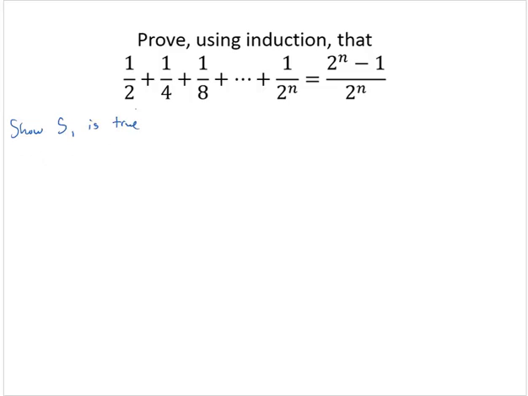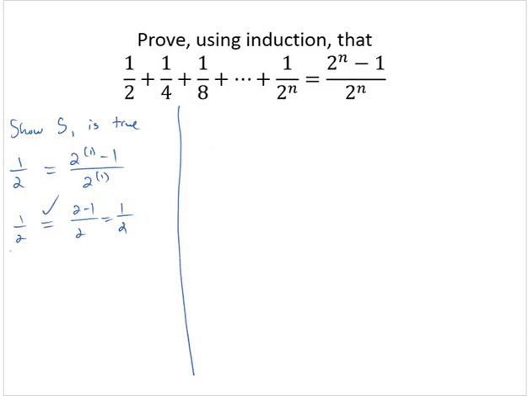Well, s sub 1, just taking the first term on the left-hand side, would be 1/2. And on the right-hand side, I'd have 2 to the first minus 1 over 2 to the first. And so 1/2 on the left, and on the right-hand side, I'd have 2 minus 1 over 2, which is 1/2. Alright, so that checks out.